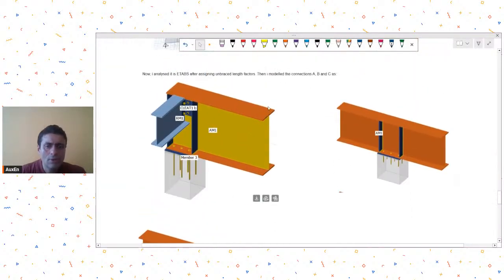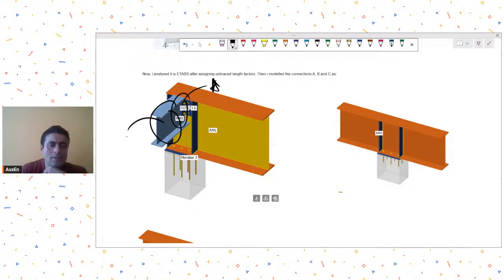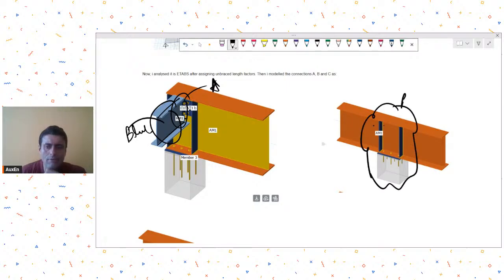So now, what is his doubt at connection A? I think this is what he has provided at connection A. You can see web cleats provided. So this is supposed to not take any moments. So this blue beam is not supposed to take any moments, and therefore he has provided only web cleats. At this junction, this is the continuity effect where we want.